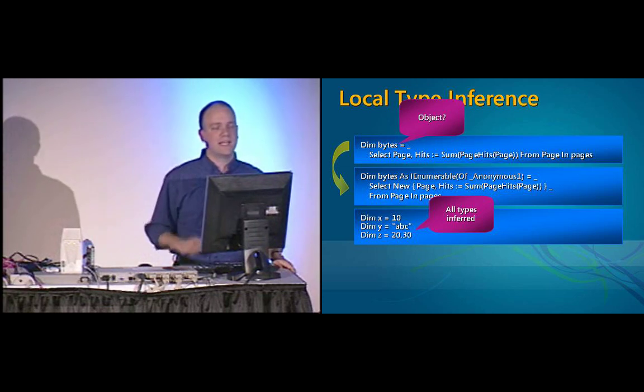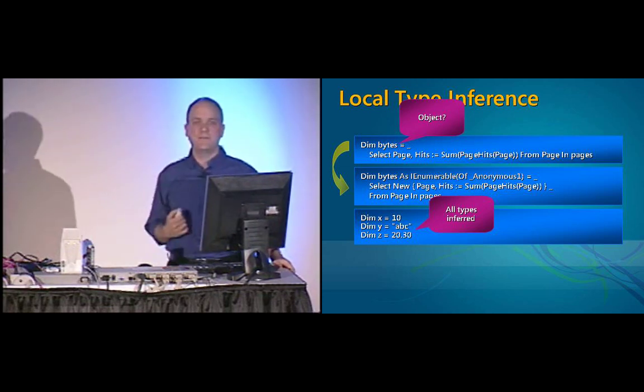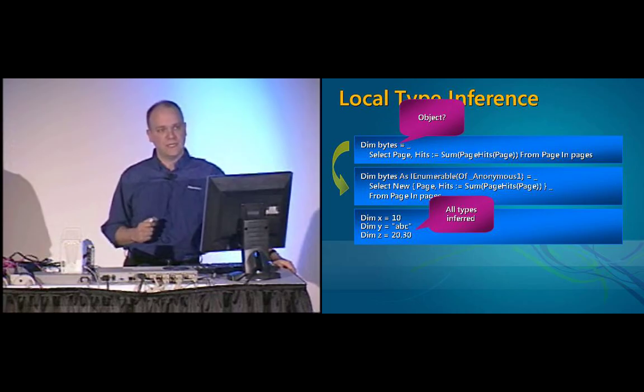But now, all the types can be inferred. X will be of type integer. Y will be of type string. Z will be of type double.